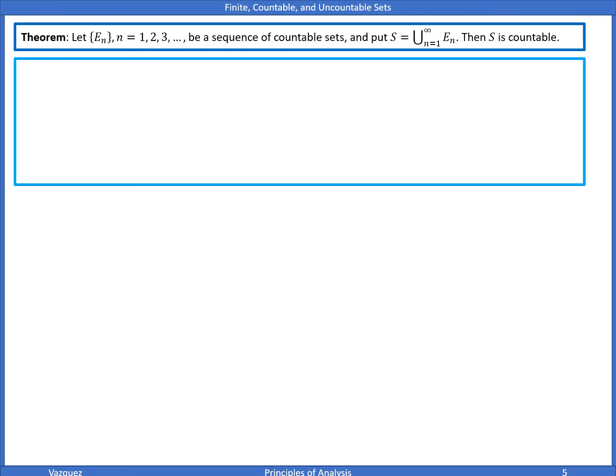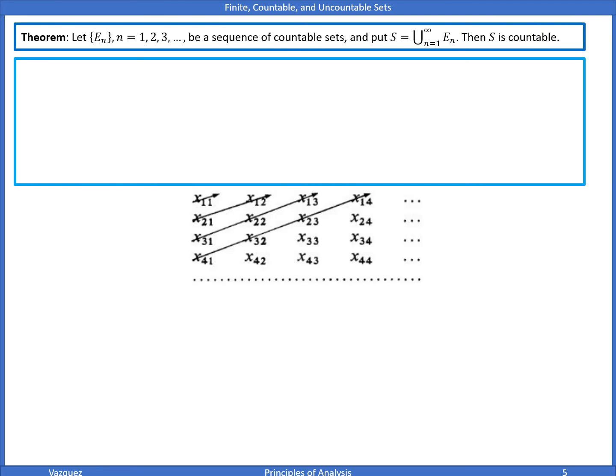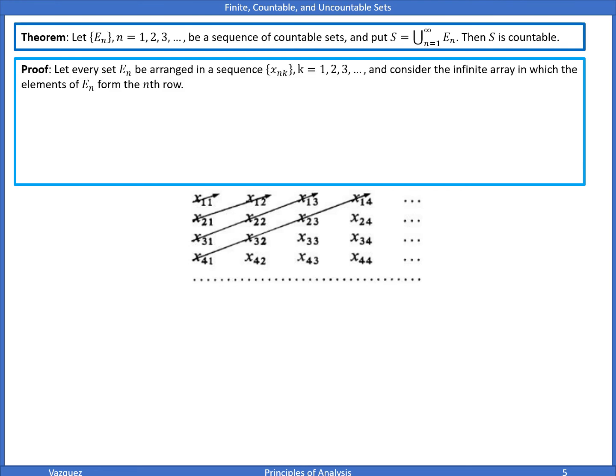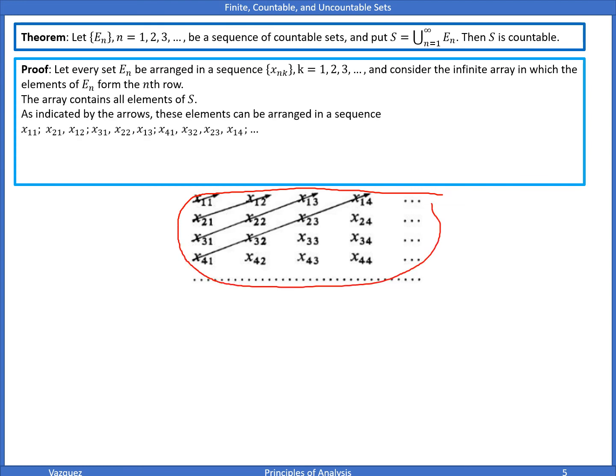So the way we prove this, all we're going to do is follow something like this picture. We're going to follow a sequence in that manner. So let every set E sub n be arranged in a sequence x sub nk, where k goes from 1 to infinity. And we consider the infinite array in which elements of E sub n form the nth row. So just as the picture shows, we would write that out. The array contains all elements of S. We can use them all up using these arrows.